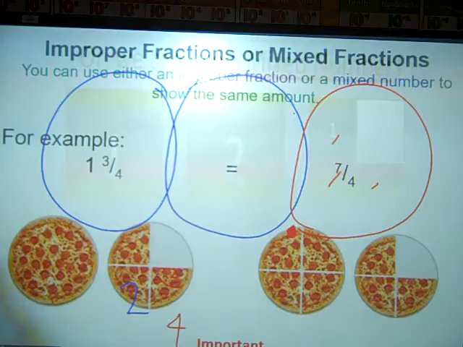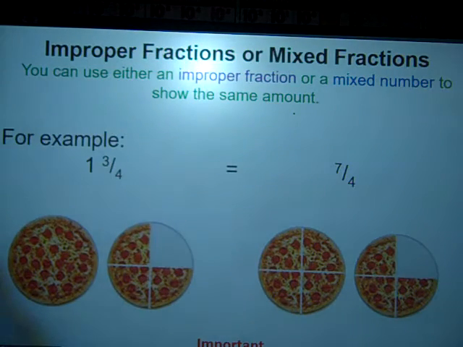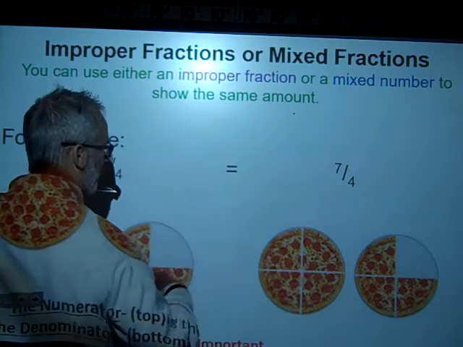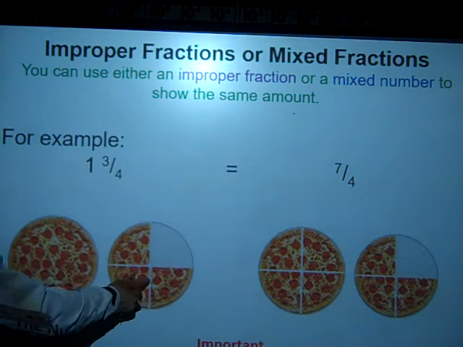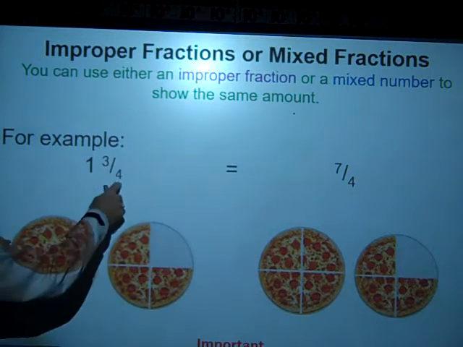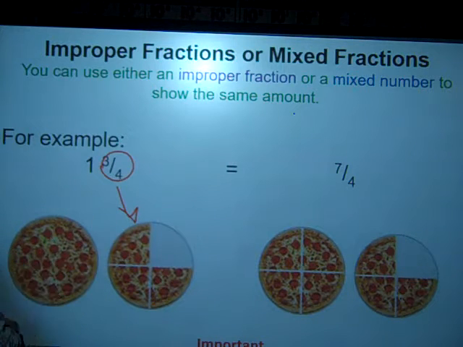All right. So improper fractions and mixed numbers, mixed fractions, show the same amount. This is 1 3/4. Look at the amount I have of pizza. It is the same on both sides, right? Because they name the same quantity. Here I have 1 whole and 1, 2, 3 out of 4. 3/4 is my fraction, and 1 whole is my whole number.